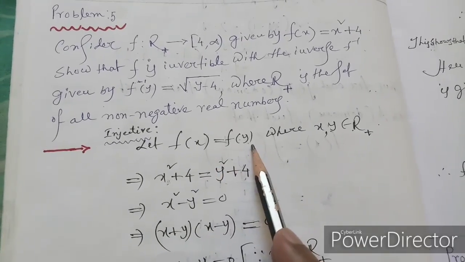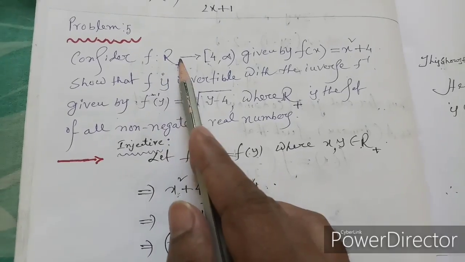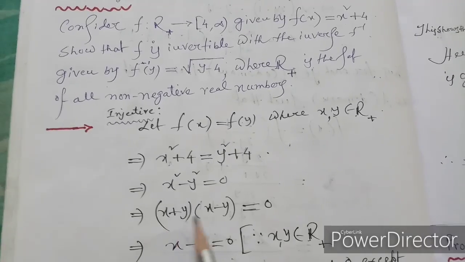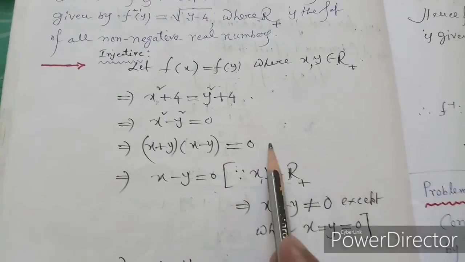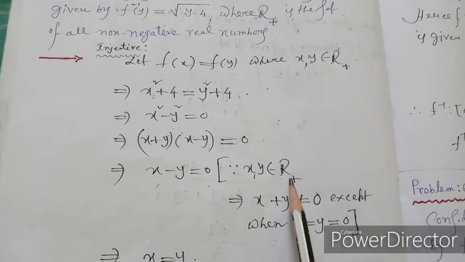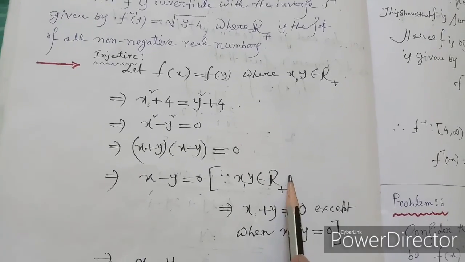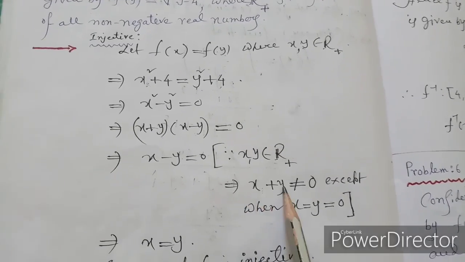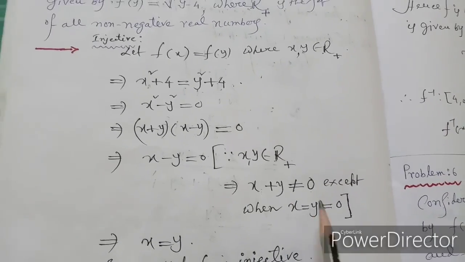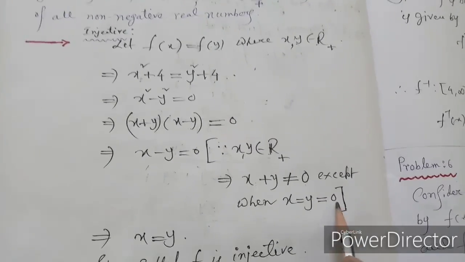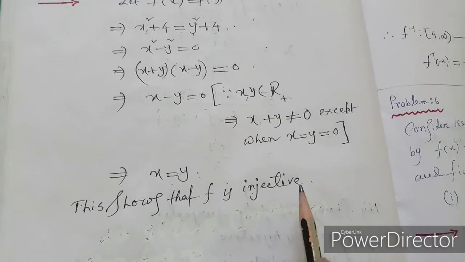So now for the injective part, let f(x) = f(y), where x, y belong to R plus, where R plus is the domain, obviously. Then x squared + 4 = y squared + 4, and (x + y)(x - y) = 0. And look at that, x minus y equals 0, and x plus y is non-zero. Why? Because x and y both belong to R plus, that means both are non-negative, that means positive or 0. Now if x and y are positive, x plus y cannot be 0, except when x = y = 0. So x equals y. So this shows that f is injective.